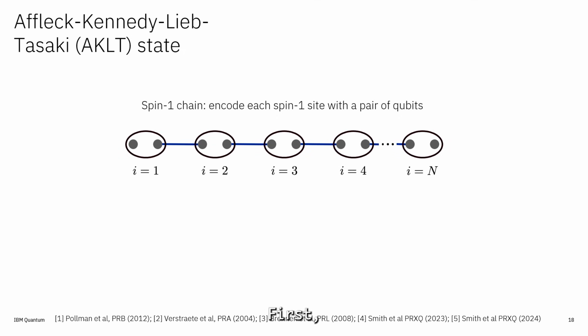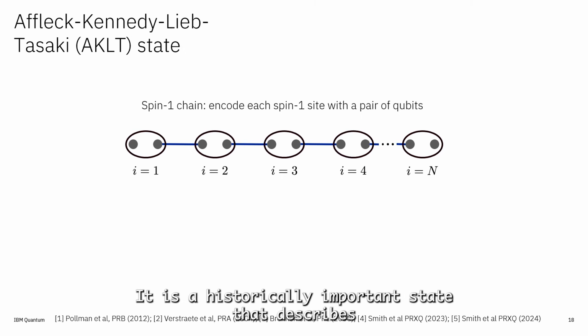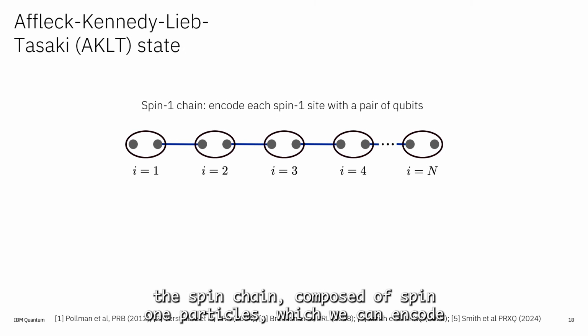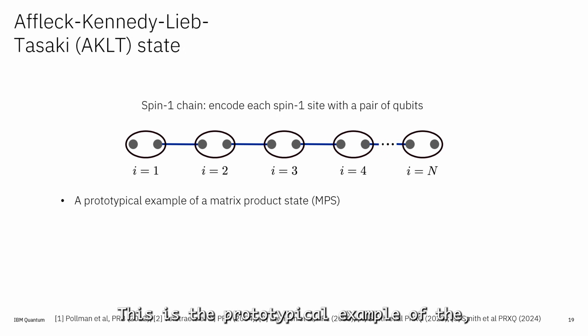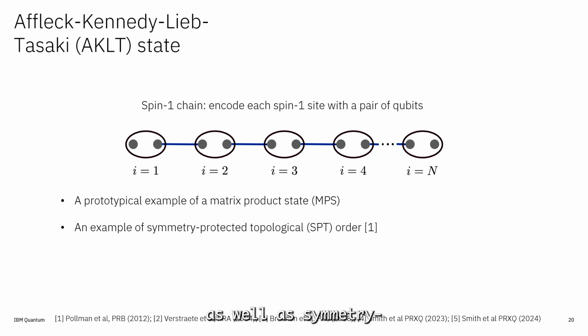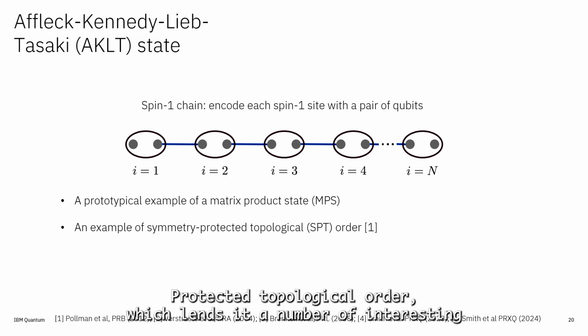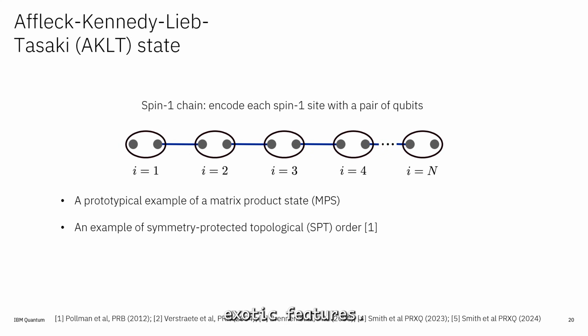First, what is the AKLT state and why prepare it? It is a historically important state that describes a spin chain composed of spin 1 particles, which we can encode using a pair of qubits per site. This is the prototypical example of both a matrix product state as well as symmetry-protected topological order, which lends it a number of interesting exotic features.